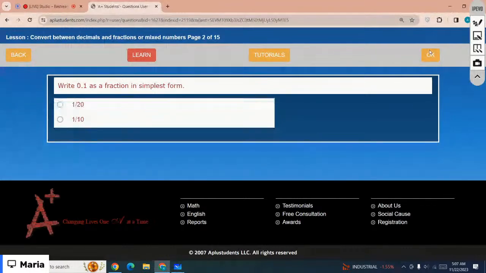Okay, the next one is write 0.1 as a fraction in simplest form. So which is the correct option? Yes, the correct option is 1 over 10.